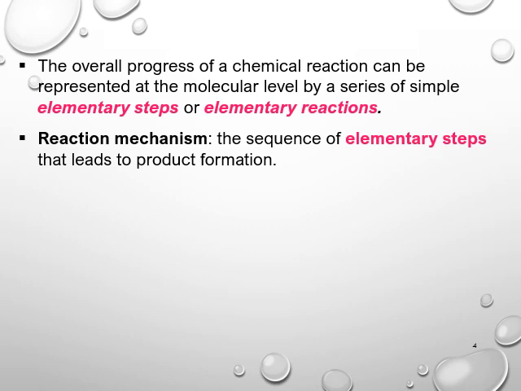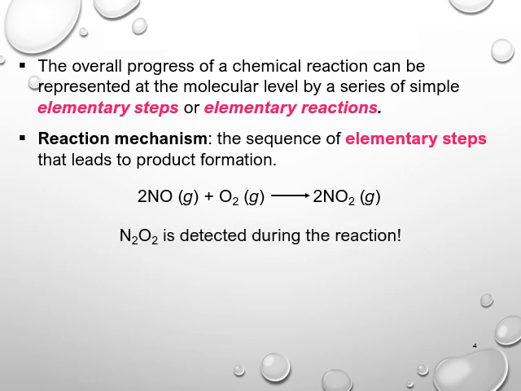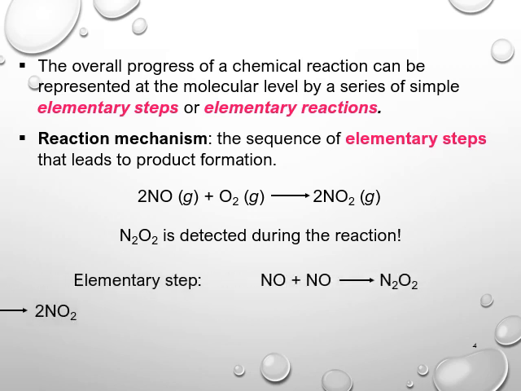The reaction mechanism is comparable to the route of travel followed during a trip. The overall chemical equation specifies only the origin and destination. As an example of a reaction mechanism, let us consider the reaction between nitric oxide and oxygen. We know that the products are not formed directly from the collision of two NO molecules with an oxygen molecule because N2O2 is detected during the course of the reaction.